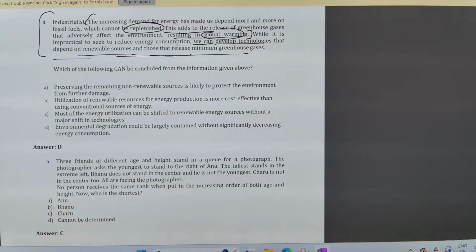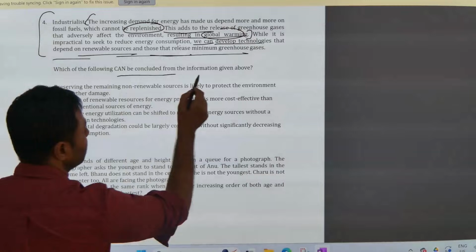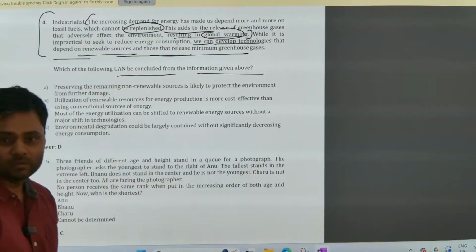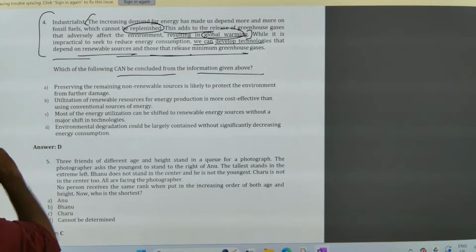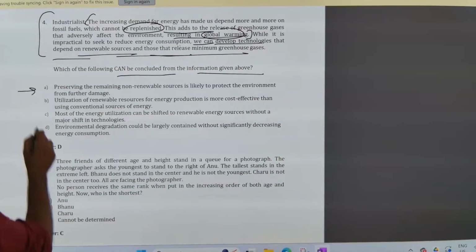Now the question is, which of the following can be concluded from the information given? So the industrialist suggests that reducing energy consumption cannot be expected, it is impractical. You develop new technologies, right? So which of the following can be concluded? So let us read the answers.